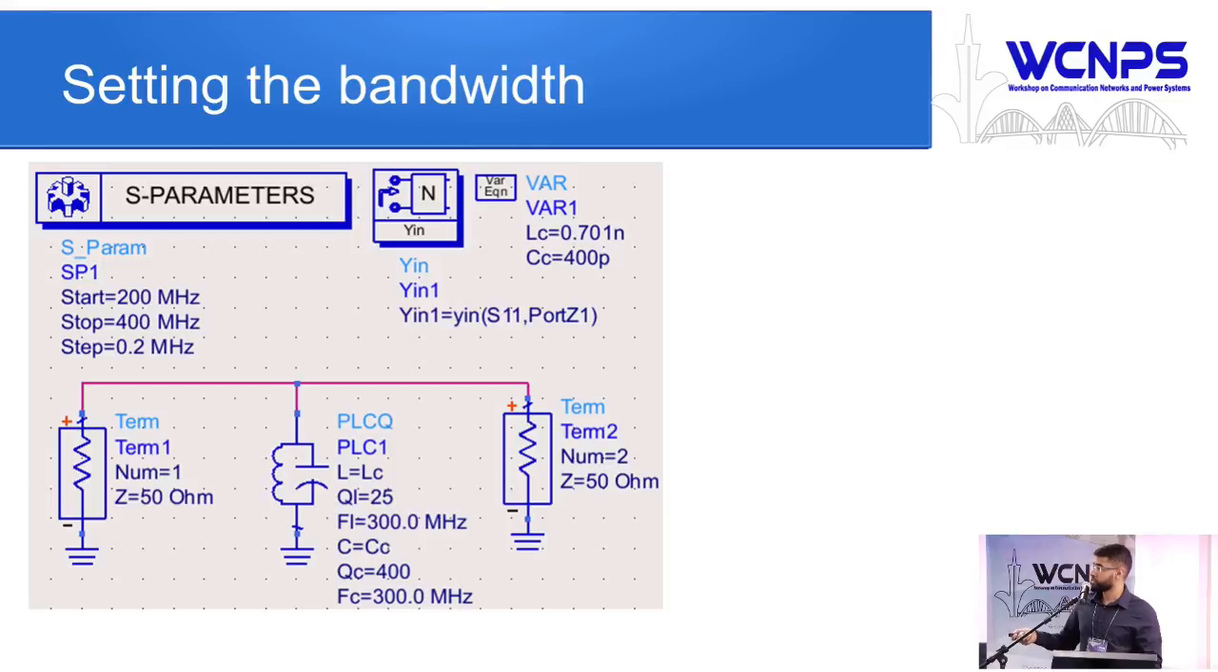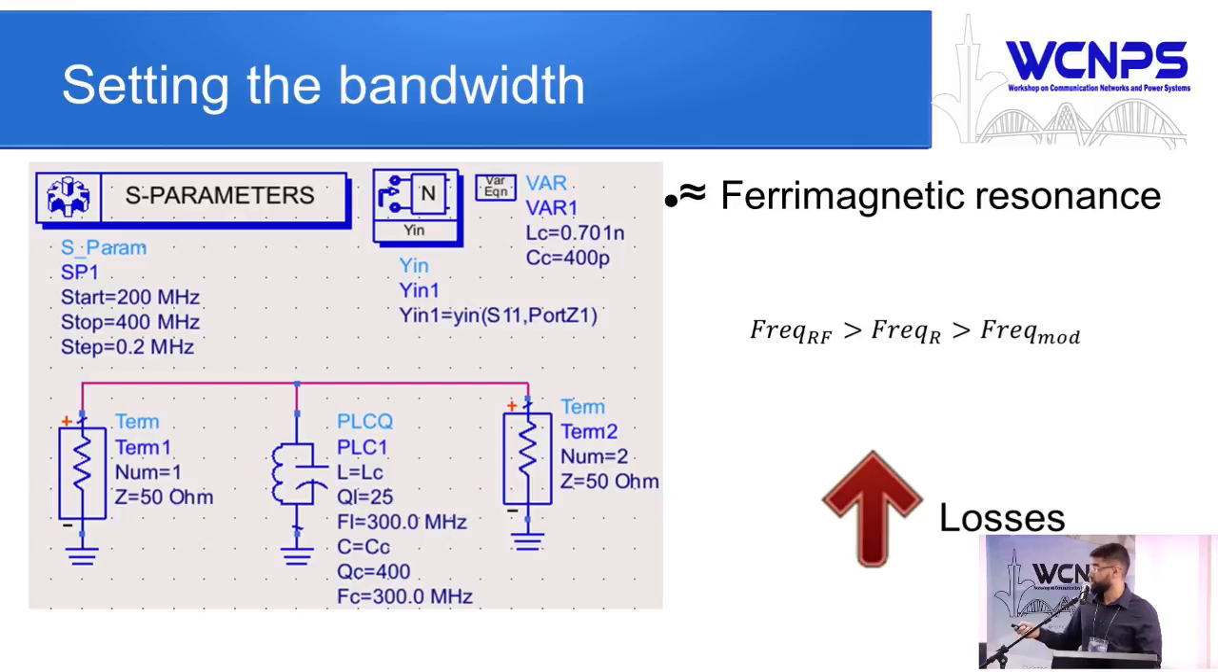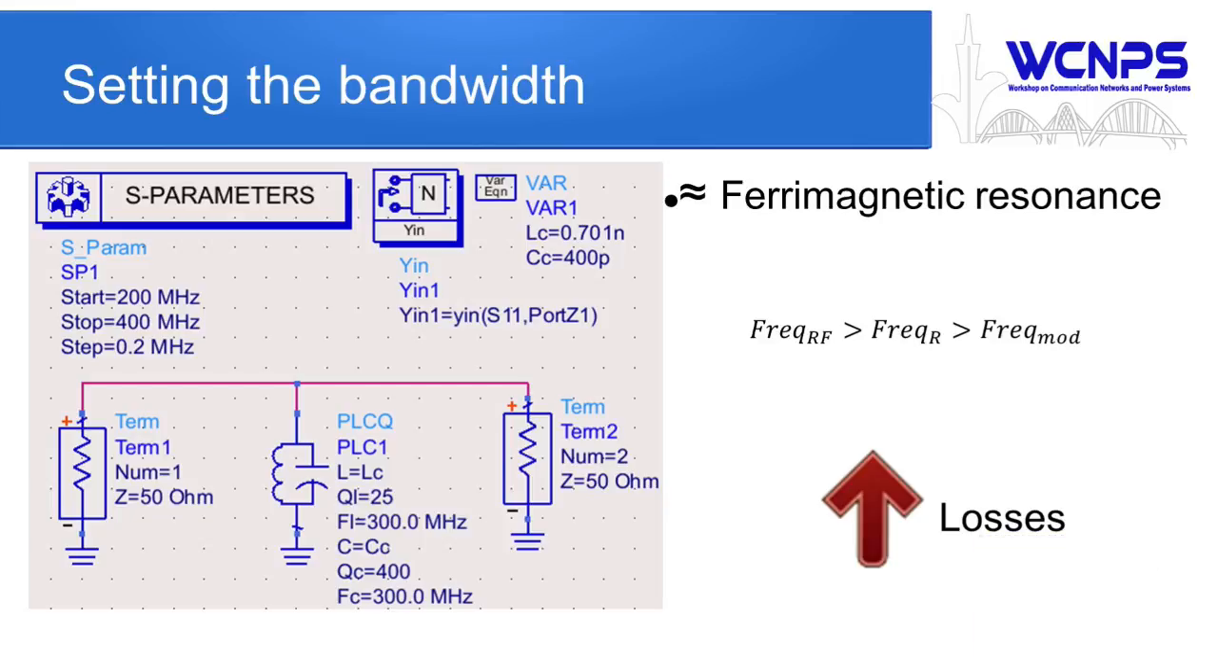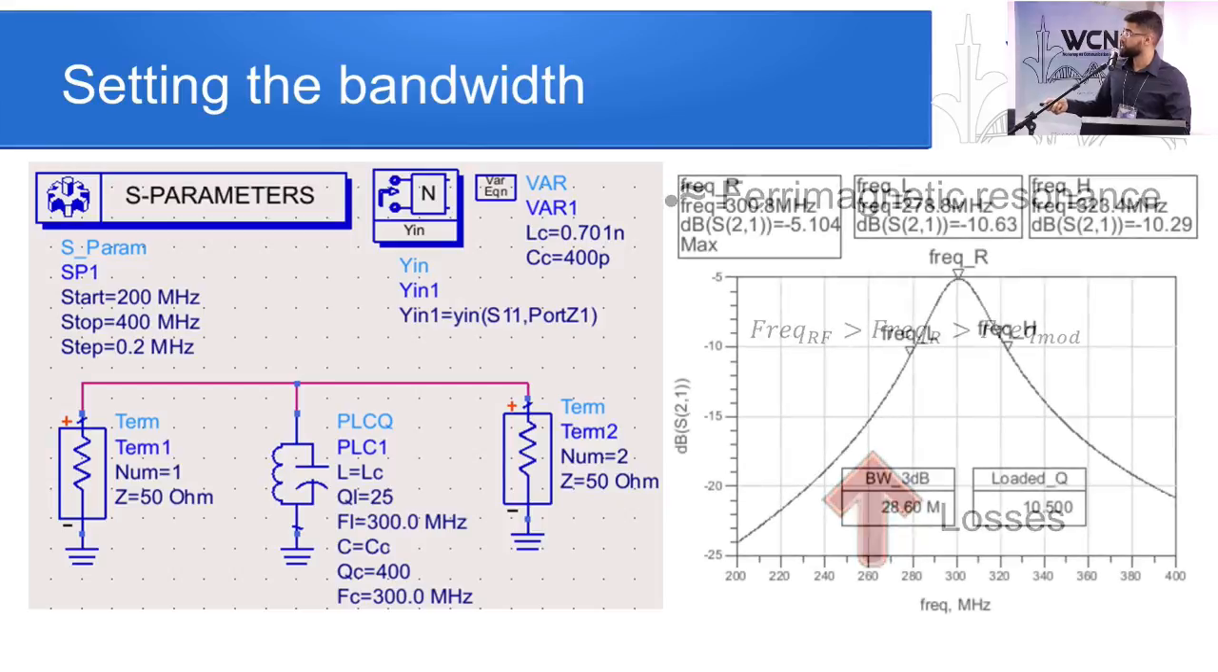This LC tank is similar to ferromagnetic resonance in ferrite circulators. So in this case, it means we have to put the resonance frequency outside our operating band. In our case, we selected 200 megahertz to 400 megahertz, sorry. And at this frequency, we have the maximum losses. So we need to put our operating frequency and the modulation frequency outside the resonance frequency of this LC tank. And here we have our result. The Q factor for our bandwidth is almost 10.